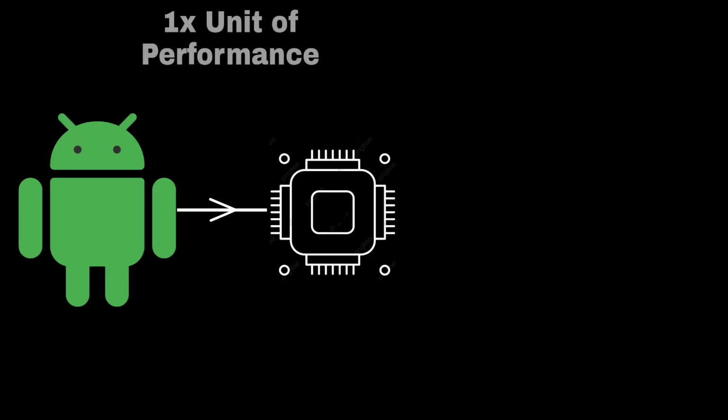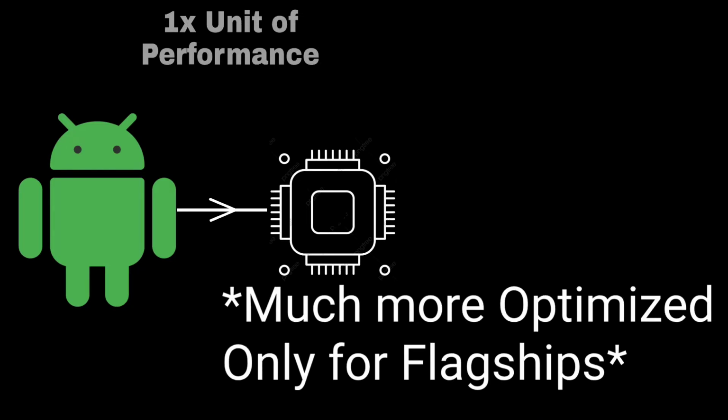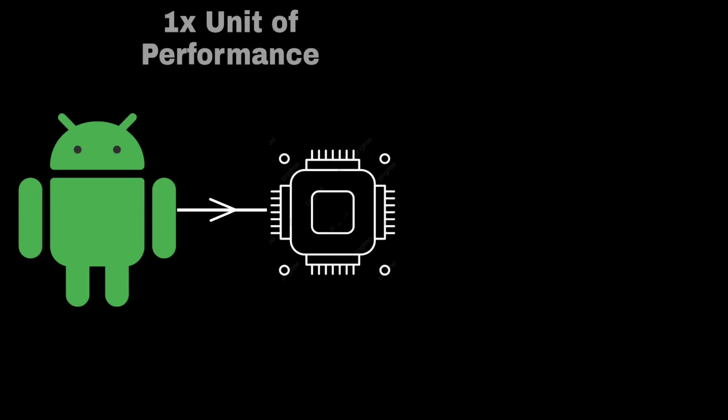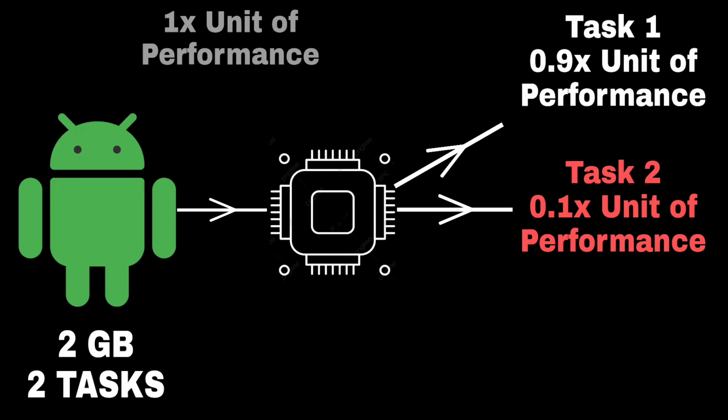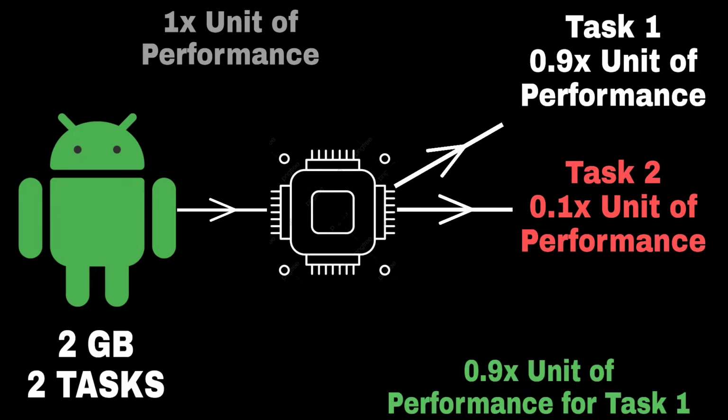But these days, since operating systems are much more optimized, take heavier operating systems like featured operating systems. Let's say I have a 2 GB operating system with 2 tasks, and when it is loaded by the processor of the same performance, that is 1x unit of performance, the processor will be able to focus on the task on which you are working right now. Let's say you are working on task 1, the processor will give you 0.9x unit of performance out of 1x, and the other task, task 2, will be running in the background with 0.1x unit of performance out of 1x unit of performance.